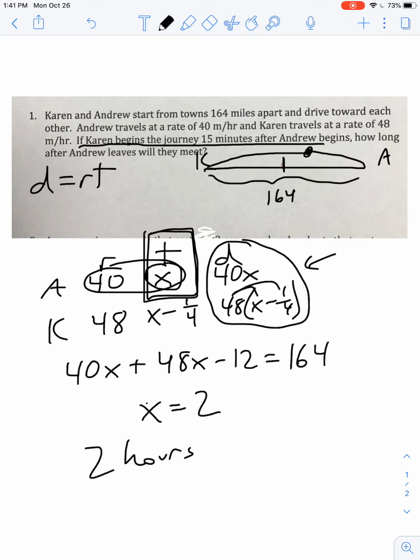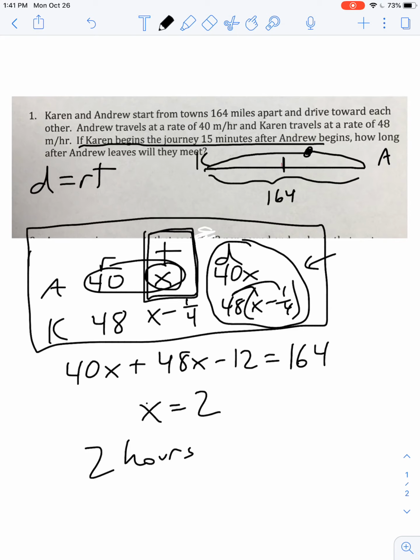Bottom line, if you guys see a rate, time, distance problem, I would try to set up a chart and use it to organize your work and help you out. And then try to think, okay, what's the relationship with the distances?